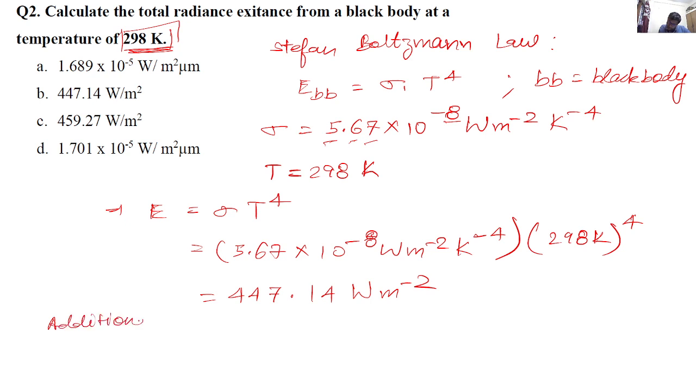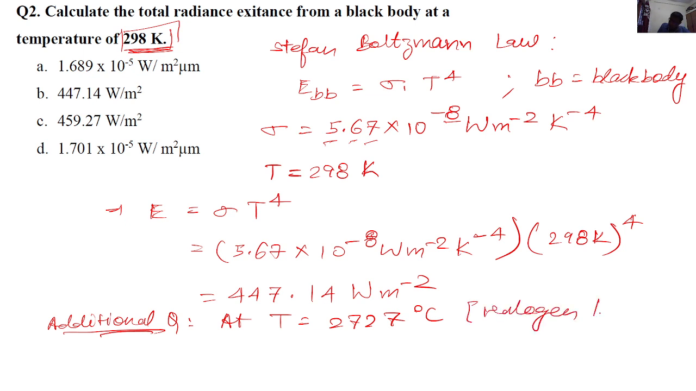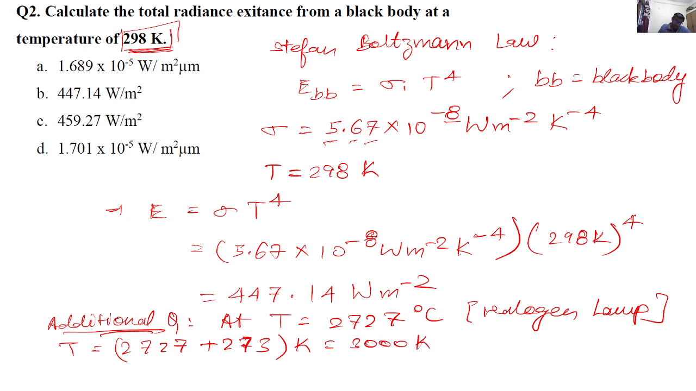So an additional question would be, what would happen at T equal to 2727 degrees Celsius. That is usually the average temperature of a halogen lamp. So T is 2727 plus 273. You want to convert it into Kelvin. You cannot put it otherwise, the equation is only valid if you use temperature in terms of Kelvin. So it would be exactly 3000 Kelvin.